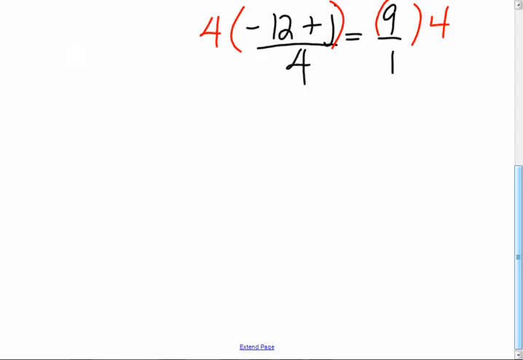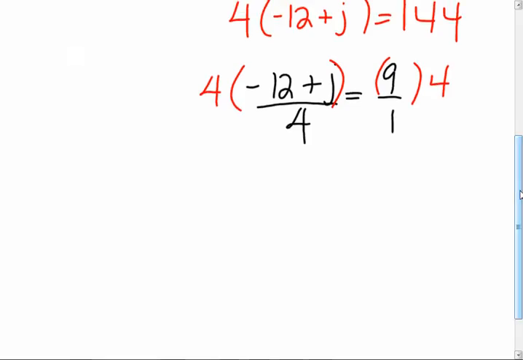And now what happens to the 4s? Which is nice because it's convenient. These do what? They cancel out. And what's 1 times anything?